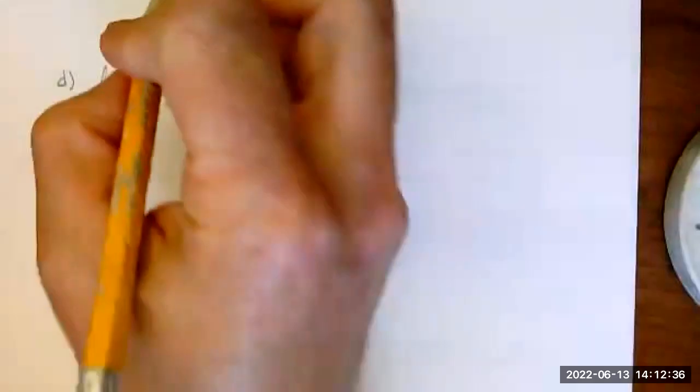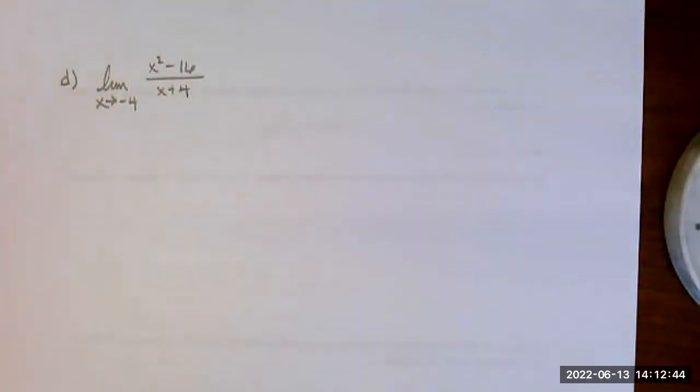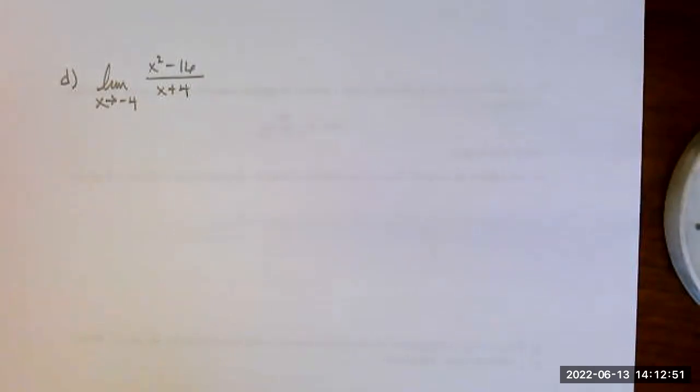Part D was the limit as x approaches -4. Our function was x squared minus 16 over x plus 4. So let's think about that. I bet you guys could probably just jump into this and tackle this one after seeing part C. Really very similar, different numbers and different function.